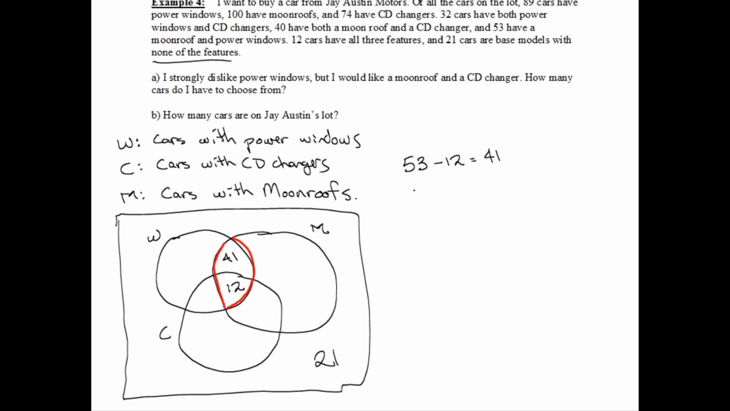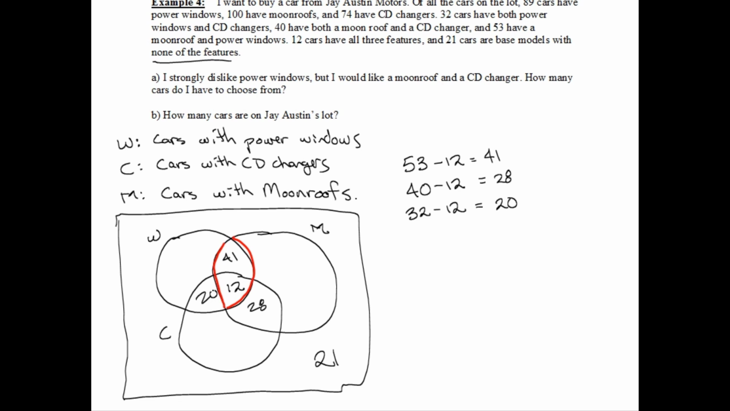40 have a moonroof and a CD changer. So moonroof and CD changer, but that 40 again already includes the 12. So subtract those and you're going to get 40 minus the 12 will give me 28, which is here. And so now that overlapping area between moonroof and CD changer includes 28 of them. Okay, now 32 of them have power windows and CD changers. So 32, but I have to subtract the 12 that are already there, and so that gives me 20, which will go here. So now we've made some progress.